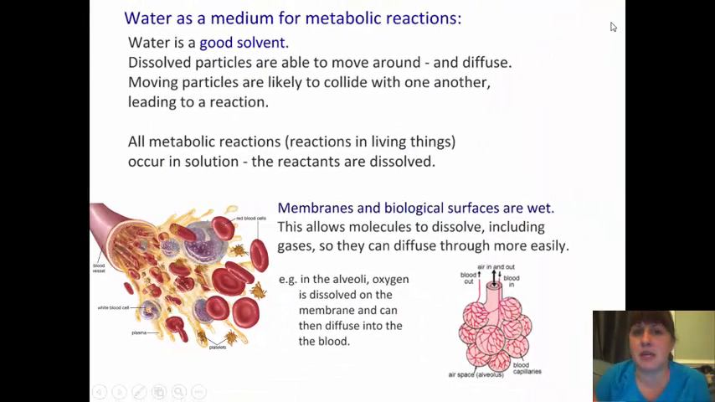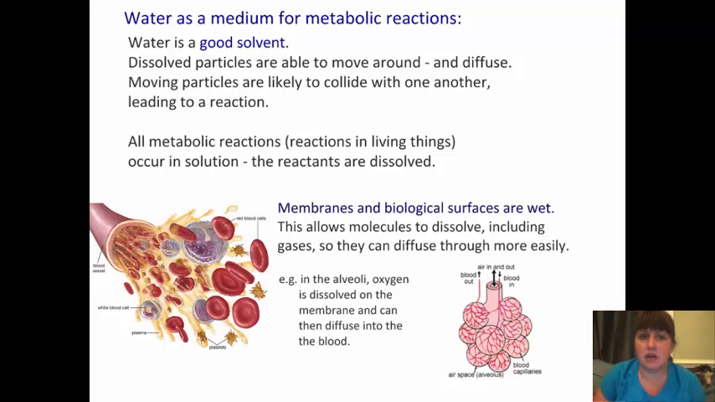All right, water is also a medium for metabolic reactions because it's a good solvent. The dissolved particles are able to move around, which allows them to diffuse through membranes and biological surfaces. So the moving particles are likely to collide with one another, which can also lead to reaction. Almost all of our metabolic reactions, which are reactions inside of our living things, occur in solution. And this means that the reactants are dissolved in water.